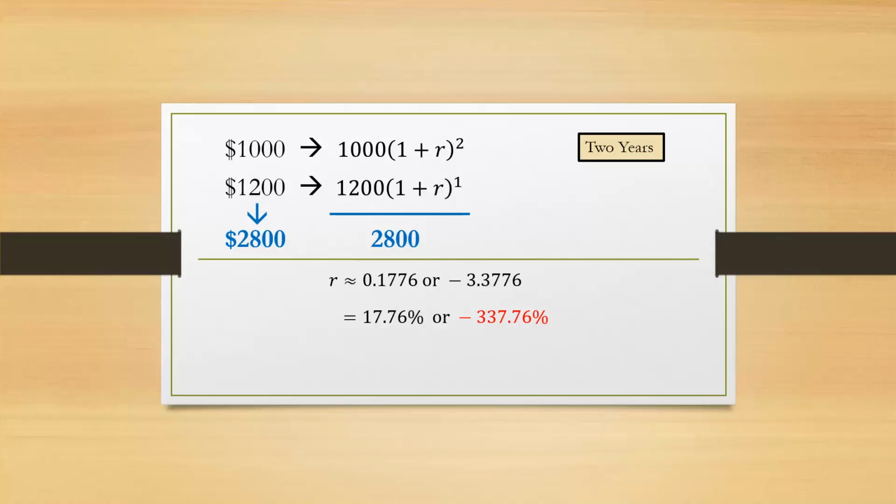Now, when you look at that second solution, negative 337.76%, you're not going to lose more money than you invested. So that makes no sense in the context of this problem. Besides, I actually gained money from my investment. I invested a total of $2,200 and it's now worth $2,800. So negative makes no sense at all. So throw that out. I'm left with 17.76%. That is my effective annual yield.